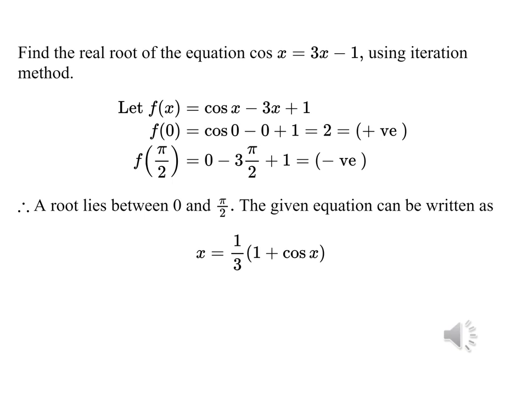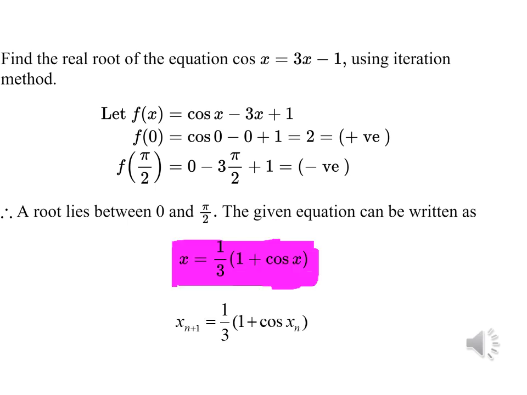Here we can clearly say that substituting 0 gives a positive value, and substituting pi by 2 gives a negative value, so the root is somewhere between 0 and pi by 2. This is the first clue of the root. Now we rewrite the equation to x equal to g of x form, and convert it into the iteration equation: Xn plus 1 is equal to 1 by 3 into 1 plus cos xn. So this can be used for the iterative method.